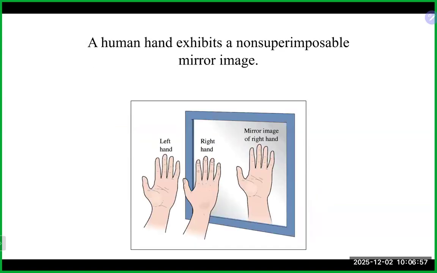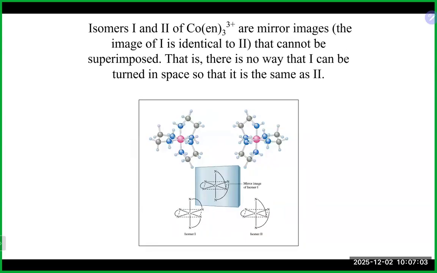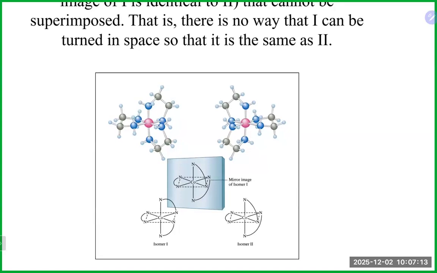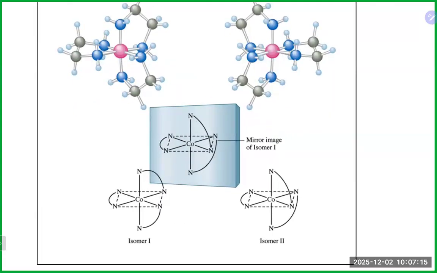So there's your hand example. And again, if you take the mirror image out, you can rotate as much as you want. It'll never fit perfectly on top of each other, exactly the same. So here are mirror images. Image one is identical to two. They cannot be superimposed. There's no way to turn them around. And it may be hard to visualize these, so models are sometimes really good.